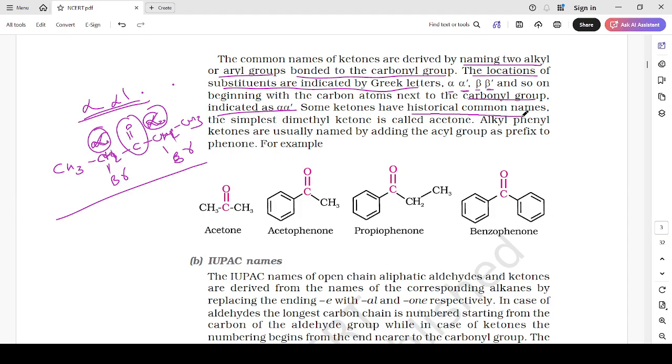Some ketones have historical common names. The simplest dimethyl ketone is acetone, a very common one. What is the general purpose of acetone? It is a solvent. So this is acetone for us, CH3COCH3. It is the simplest dimethyl ketone. Can we have any other ketone smaller than this?